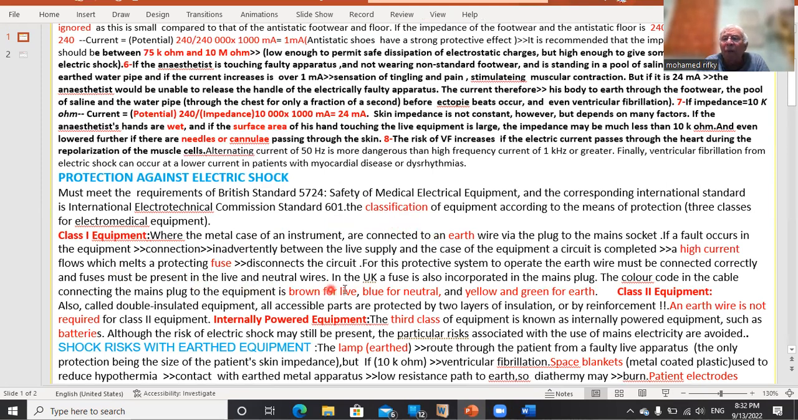This class 2 equipment is simply reinforcing or doubling the insulator outwards of the apparatus. You see, the third method to overcome the problems of electrocution is using internally powered equipment, using batteries. Of course, the batteries will avoid the drawbacks of alternating current, but yet it could induce electrocution whenever the resistance is very low.